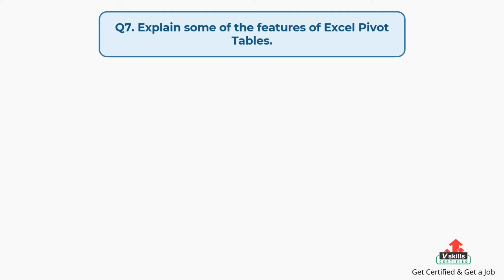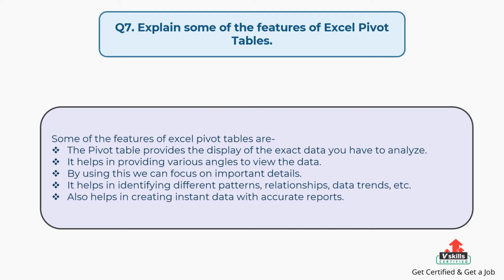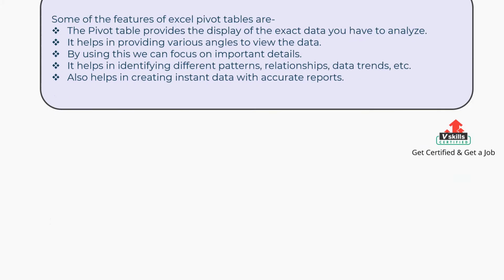Question number 7. Explain some of the features of Excel pivot tables. The answer is, some of the features of Excel pivot tables are: the pivot table provides the display of the exact data you have to analyze. It helps in providing various angles to view the data. By using this we can focus on important details. It helps in identifying different patterns, relationships, data trends, etc. Also helps in creating instant data with accurate reports.